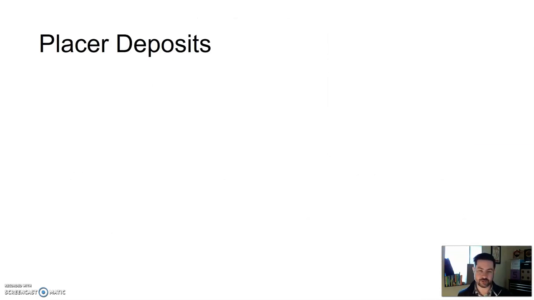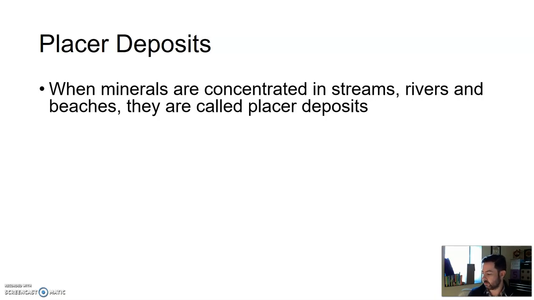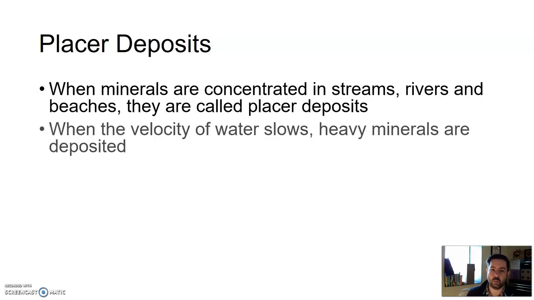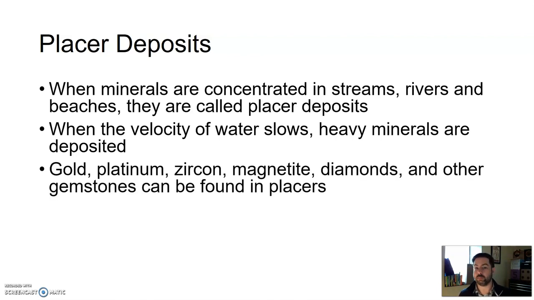All right. Placer deposits. We have sedimentary deposits, and placer deposits are the last two areas in which minerals can get deposited that we would mine out. When minerals are concentrated in streams, rivers, and beaches, they are called placer deposits. I should say not only in, but in or around streams, rivers, and beaches. When the velocity of water slows down, if it's carrying anything, heavy minerals are typically deposited. Think gold, platinum, gems like zircon or diamonds. Other gemstones and other materials can be found in placer deposits.